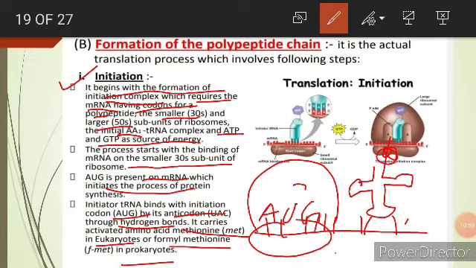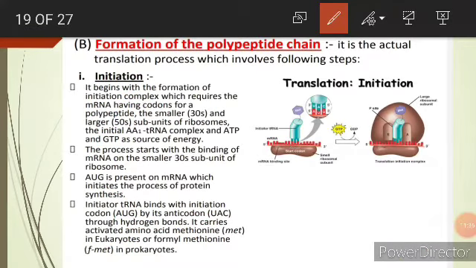First one is the A site, then the P site and the E site. So here 3 sites will be there. Now in the initiation, what is going to happen: the mRNA has a 5' and a 3' end. So this is the 5' end and this is the 3' end. The 5' end always has the initiation codon, that is AUG, and in very rare cases it is GUG.